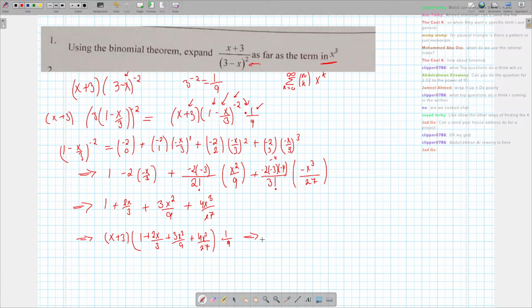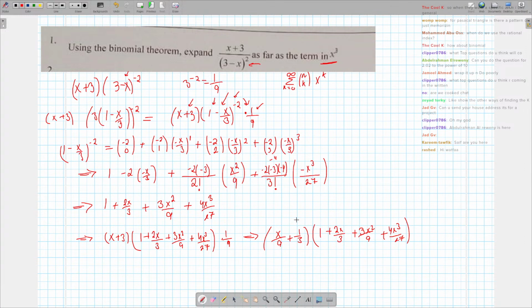So it's going to be equal to x over 9 plus 1 over 3, because x times 1 over 9 is x over 9, and 3 times 1 over 9 is 1 over 3. So x over 9 plus 1 over 3 times 1 plus 2x over 3 plus 3x squared over 9 plus 4x cubed over 27. Now are we done? No, we're not done. We're going to continue distributing, we have to multiply.